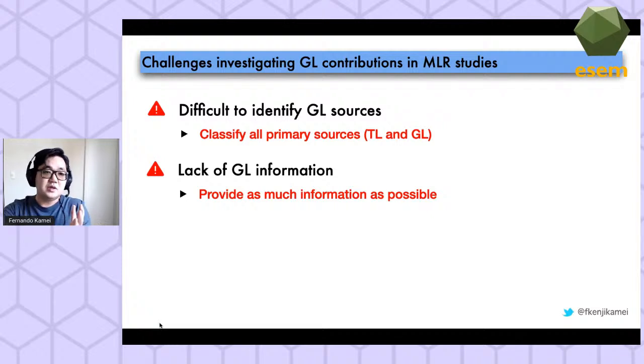The second challenge is related to the lack of gray literature information. As a recommendation, it's important for the researcher to provide as much information as possible about the gray literature, for instance, the type of gray literature, the year of production, and who the producers are.